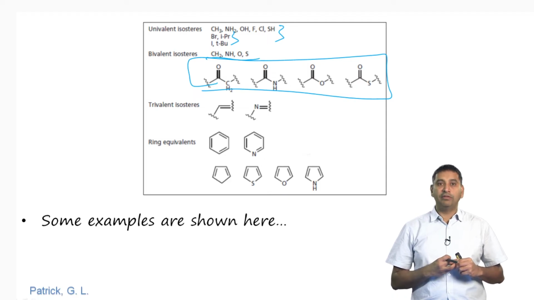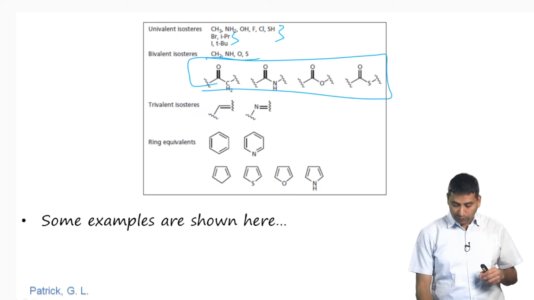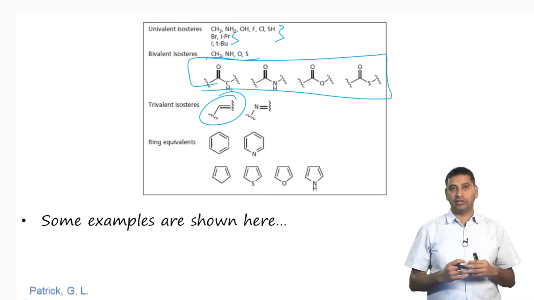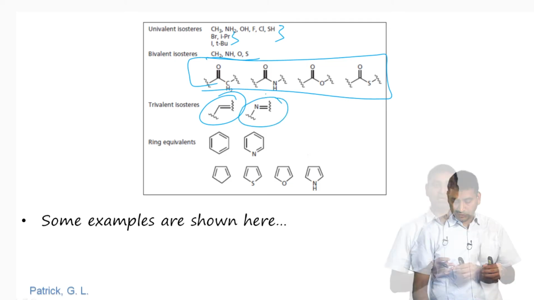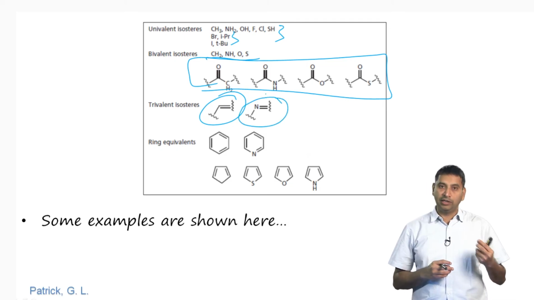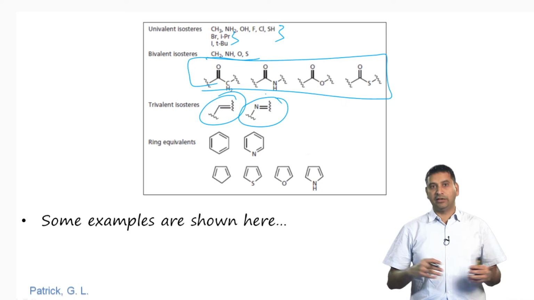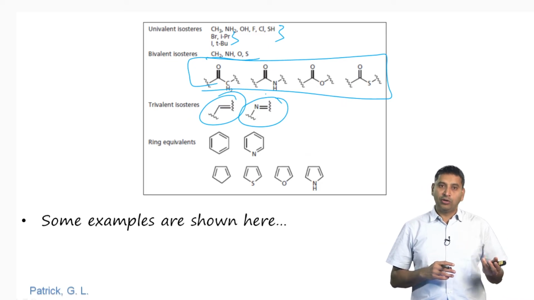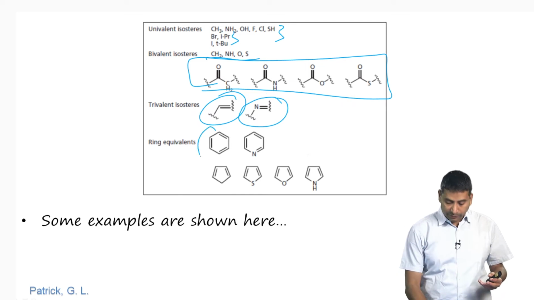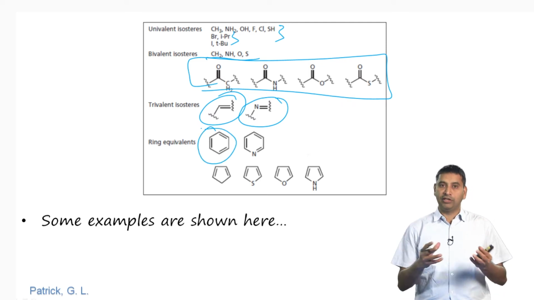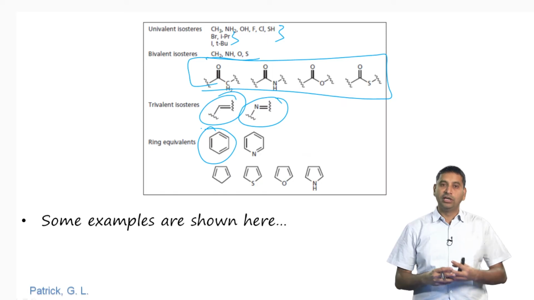You can also have trivalent isosteres. For example, if you have an olefin, then you have three potential groups which can be placed on the olefin, whereas an isostere of an olefin would be an imine, where again you have a trivalent situation. If your molecule has a ring such as a benzene ring, then one could replace it with various heterocyclic rings as shown here, and these would be good ring equivalents.